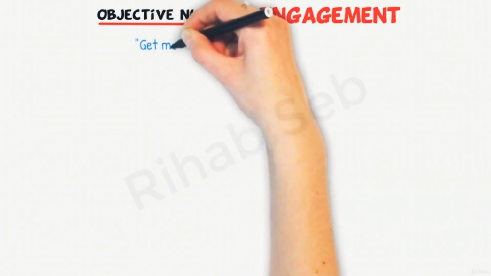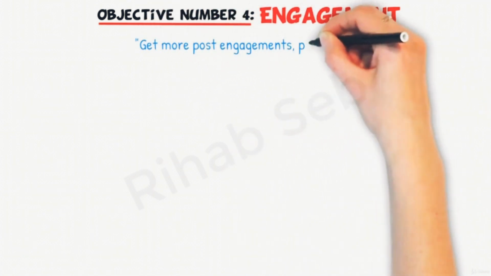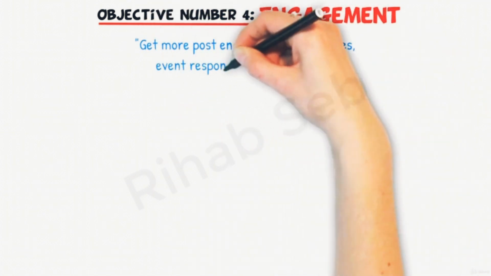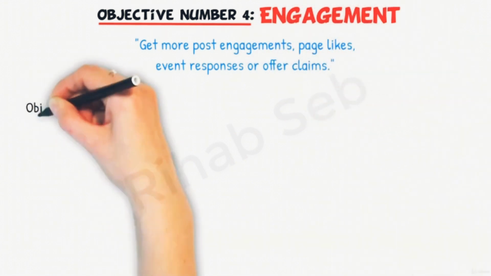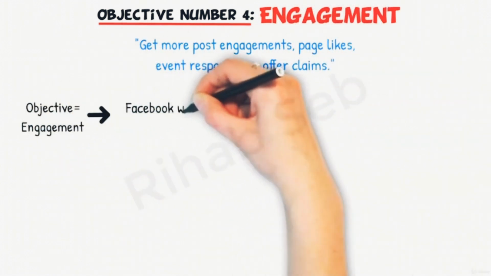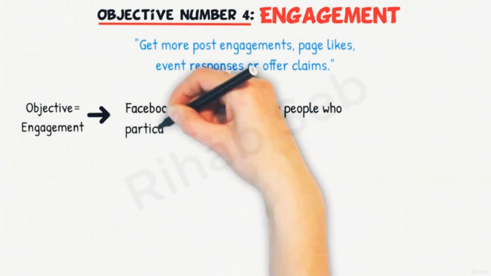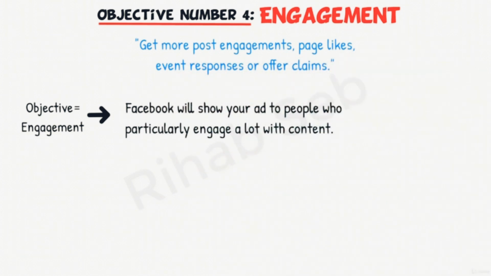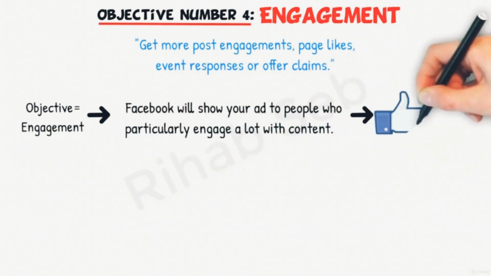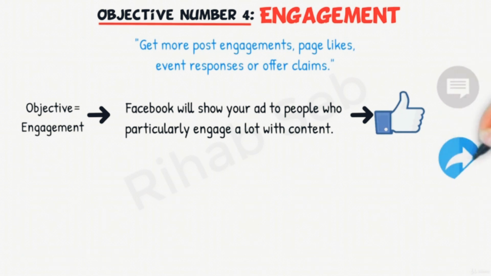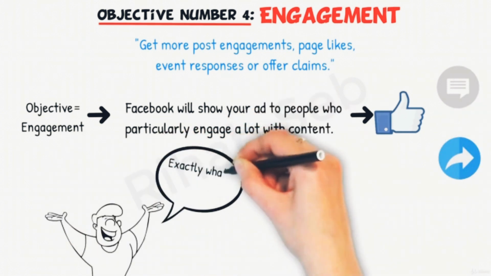Objective number 4, engagement. The simplest translation of this objective is get more post engagements, page likes, event response, or offer claims. If you use the engagement objective, Facebook will show your ad to people who particularly engage a lot with content. This means that Facebook will show it to people who like ads, write comments, share content, and tag their friends. Well, yeah, this is super cool.